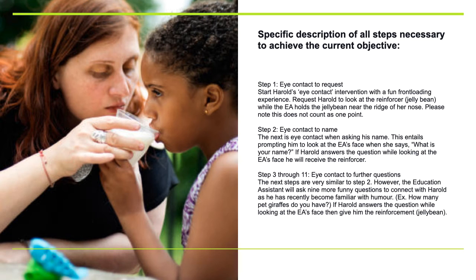Steps 3 through 11. Eye contact to further questions. The next steps are very similar to step 2. However, the education assistant will ask 9 more funny questions to connect with Harold, as he has recently become familiar with humor. Example: how many pet giraffes do you have? If Harold answers the questions while looking at the EA's face, then give him the reinforcement, the jelly bean.